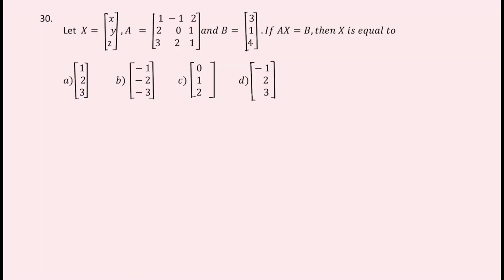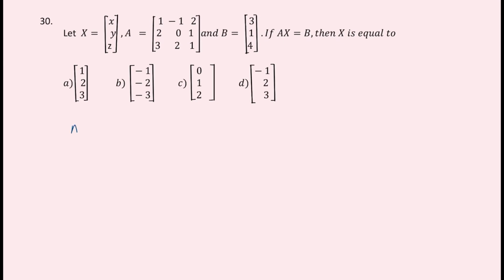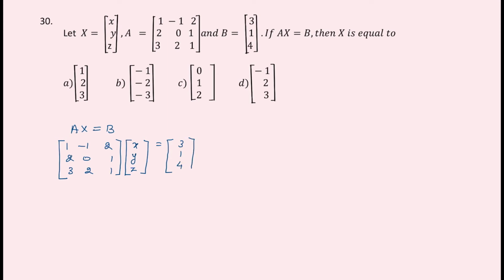Next, question 30. Let X, A, B be three matrices. If AX is B, then X is equal to. It is given that AX is equal to B. Let us substitute these matrices. A is [1, -1, 2; 2, 0, 1; 3, 2, 1] times the X matrix [x, y, z] equal to matrix B [3, 1, 4]. From this equation, X is A inverse B. So we can find A inverse and multiply with B, and you will get the X matrix.